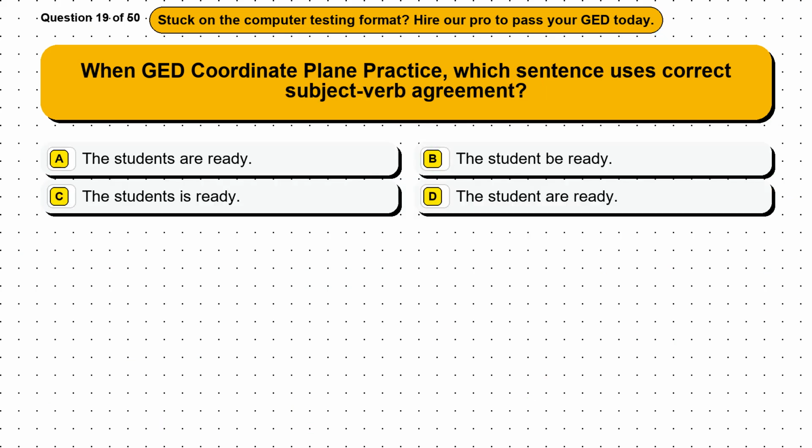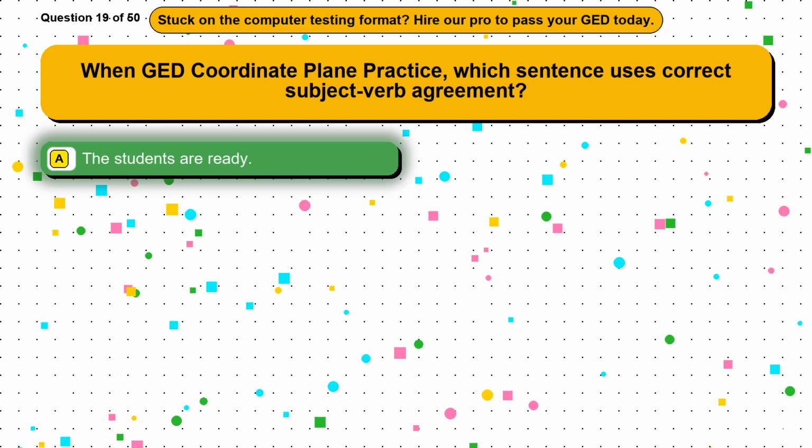Question 19. When GED Coordinate Plane Practice, which sentence uses correct subject-verb agreement? Option A. The students are ready. Option B. The student be ready. Option C. The students is ready. Option D. The student are ready. The correct answer is option A.